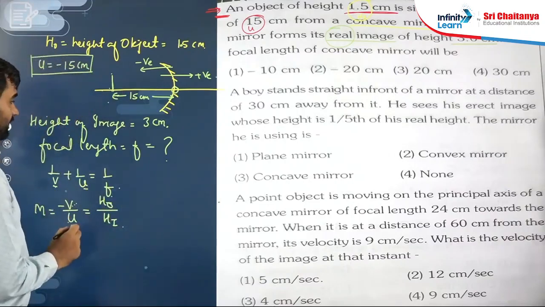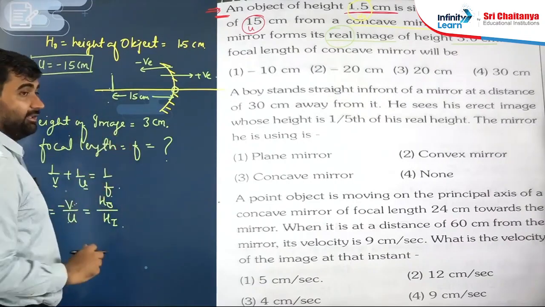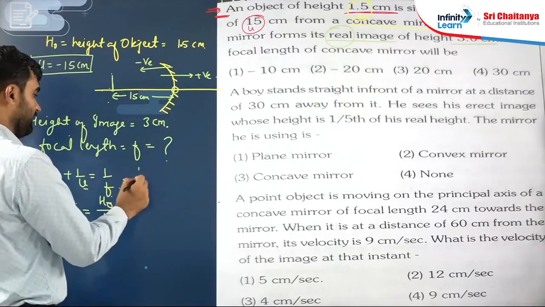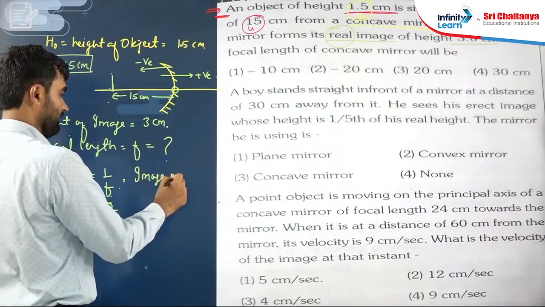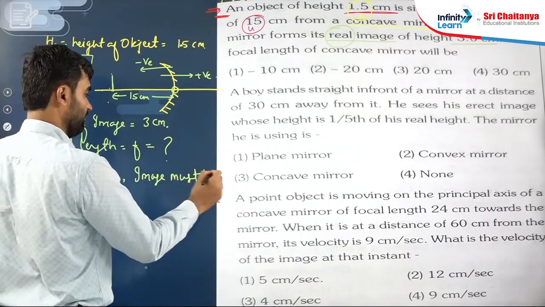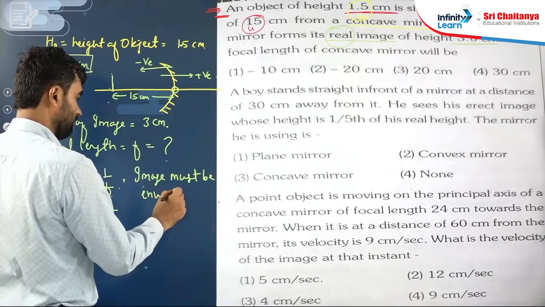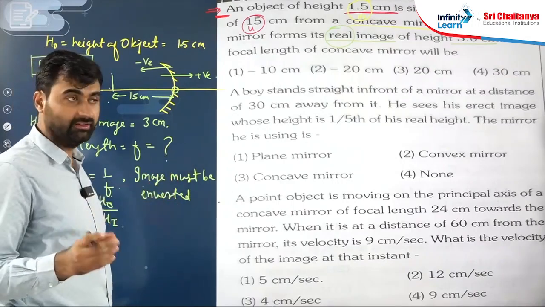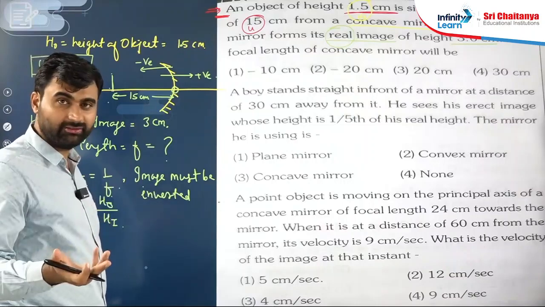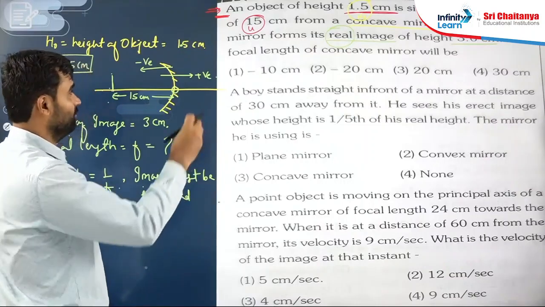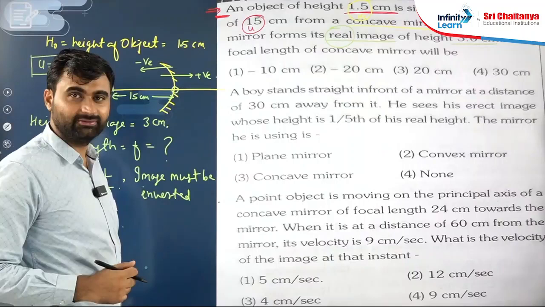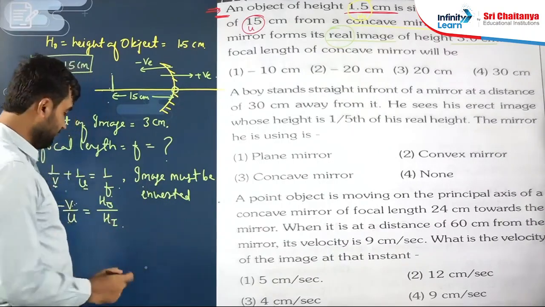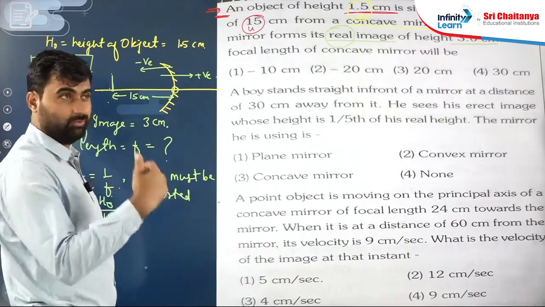So here our conclusion is that the image must be inverted. This is our conclusion. I am not discussing here direct and simple questions. I am discussing tricky questions in which you have to use your mind. These are not direct, where you just put the v value and u value and get f. Right or not? So the image must be inverted. Inverted image means the height of the image is negative, the height of the object is positive.